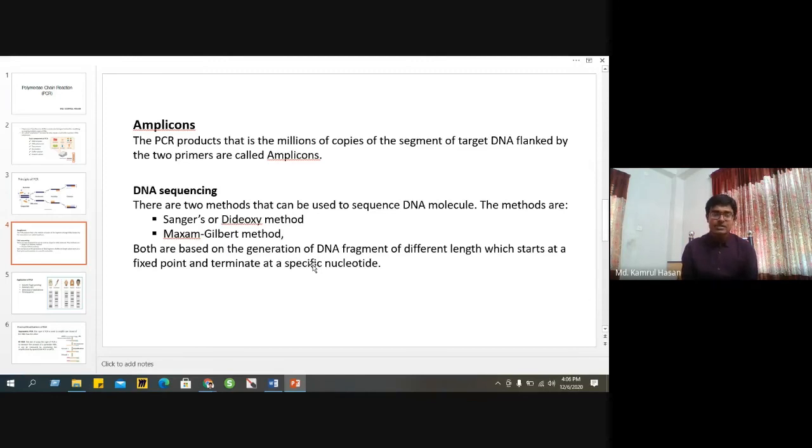One is Sanger's method and another is the Maxam-Gilbert method. Sanger method is also called the dideoxy method because dideoxy is used here to break down the polynucleotide chain. Maxam-Gilbert method is also called the enzymatic or chemical method because chemicals or enzymes are used here for DNA sequencing. Both of these methods are based on the generation of DNA fragments of different lengths which start at a fixed point and terminate at a specific nucleotide.